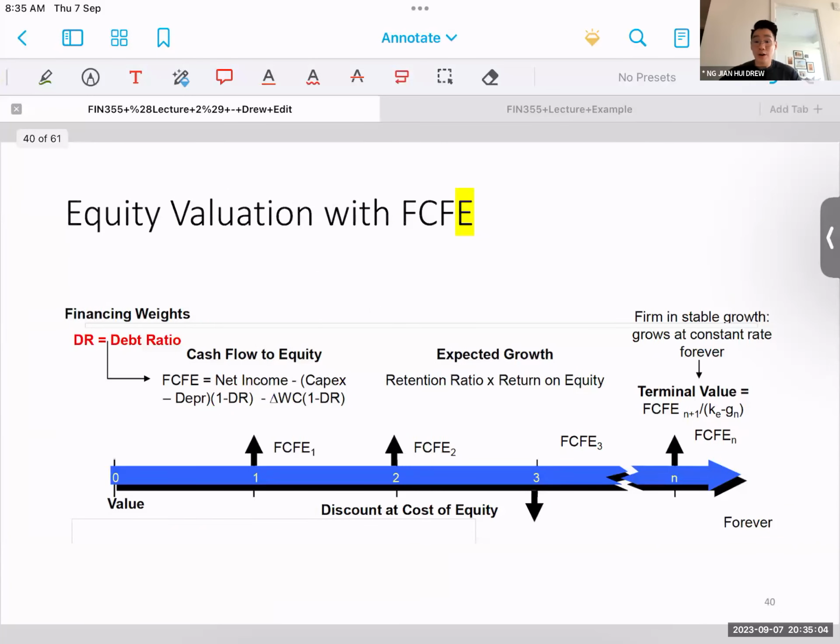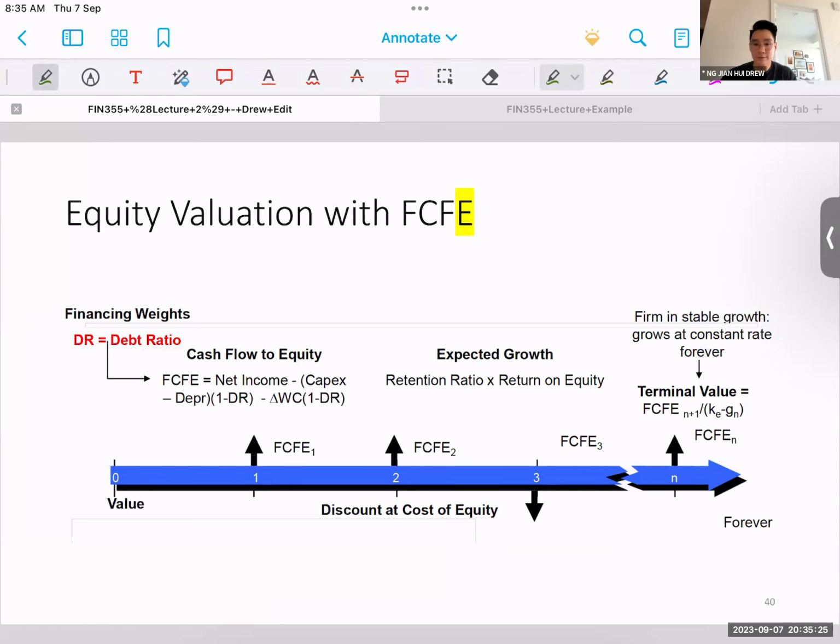Okay, so much about FCFF. Now let's go. We have done that already, so I guess no question for FCFF. Now let's go to FCFE. And again, we would like to do the summary first, and this is a good reference slide for your valuation in the future.